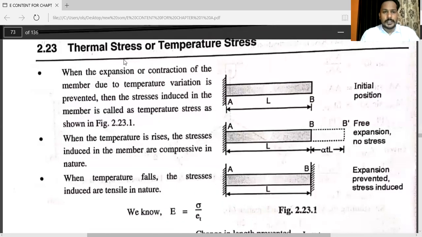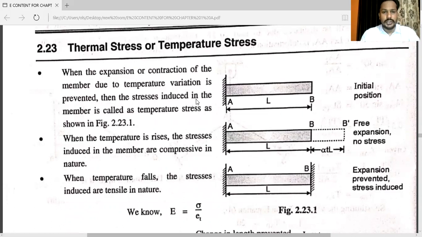When the expansion or contraction of the member due to temperature variation is prevented, then the stresses induced in the member are called temperature stress. See in this figure, this is the initial position. You can see from point A to point B, the length is given. When the temperature rises, the stresses induced in the member are compressive in nature. When the temperature falls, the stresses induced are tensile in nature.